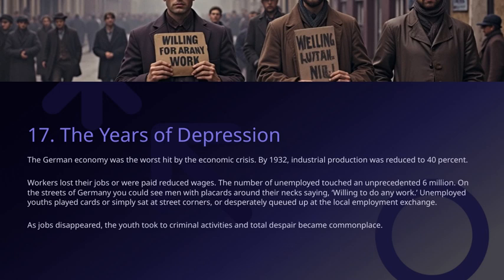If you walked through the streets of Germany at that time, you would see men wearing placards around their necks saying, "Willing to do any work," desperately seeking employment. Unemployed youths often spent their days playing cards, sitting on street corners, or lining up at employment exchanges, hoping for a chance to work. As jobs disappeared, many young people lost hope and turned to criminal activities, which became more common as a way to survive. Overall, this period of economic crisis fueled a sense of hopelessness and social unrest that set the stage for profound changes in Germany's society and politics.